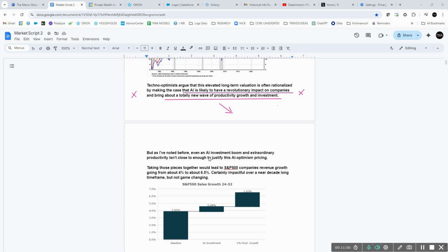But as I've noted before, even an AI investment boom and extraordinary productivity isn't close enough to justify this AI optimism pricing. And I'll just leave it there because more of it is just more justification. Suffice to say that Mr. Elliott and us are at least on the same page when it comes to how dangerous this AI hype is for unsuspecting investors. Who knows? Maybe it'll continue to just shoot to the moon. A lot's going to happen to justify these valuations, etc., going forward.